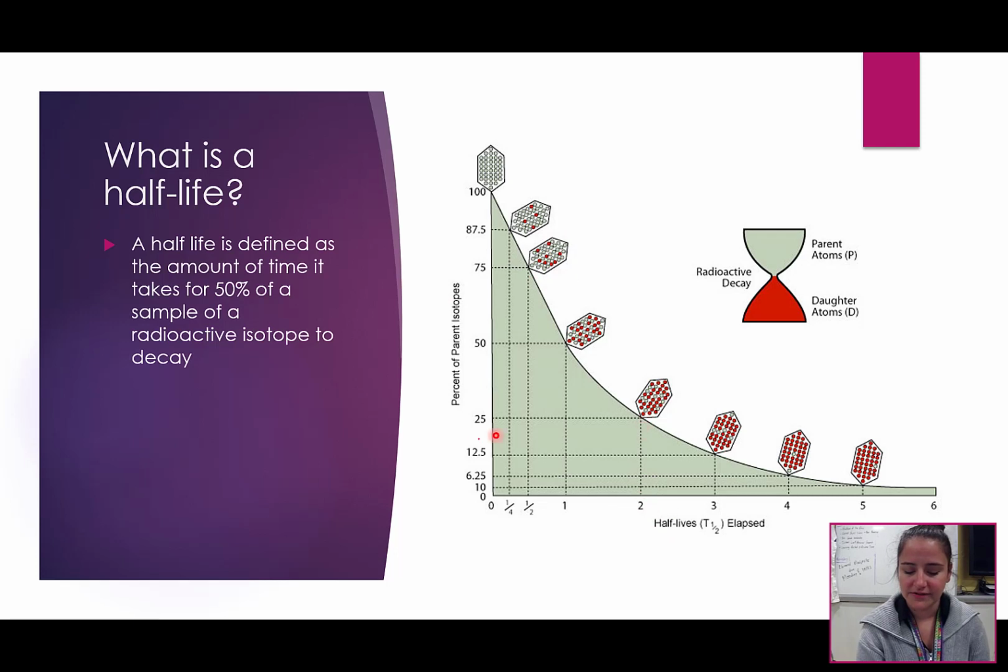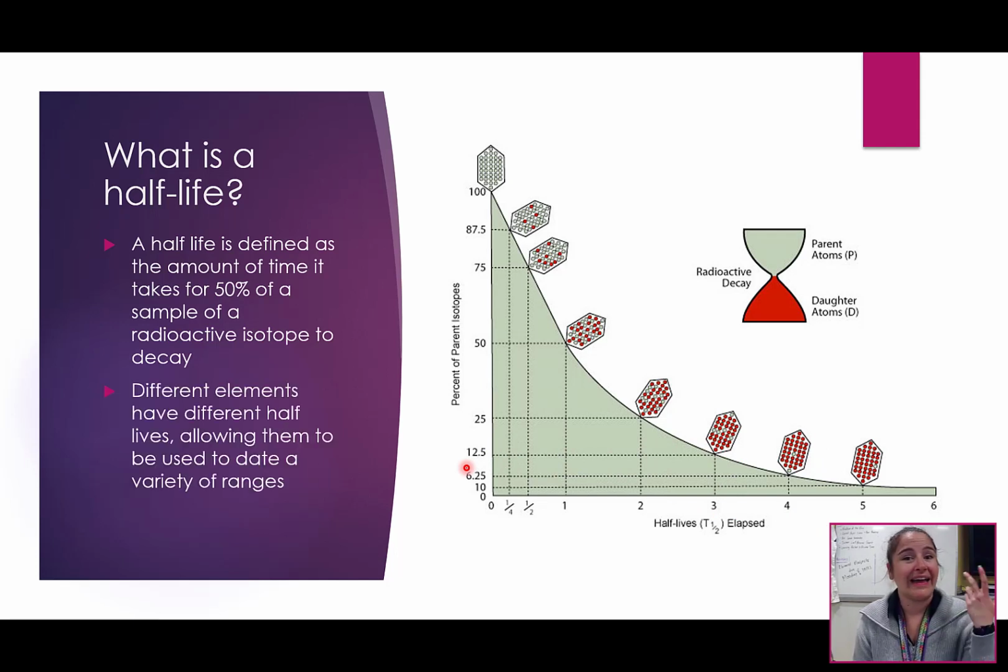Now at 2 half-lives, you'll be at only 25% of your parent remaining. 75% of it will be daughter atoms. 3 half-lives, 12.5%, 4 half-lives, 6.25%, etc., going down by half every time. Now, different elements have different half-lives, and this allows us to date a variety of ranges. So let's see how we use those in an example problem.